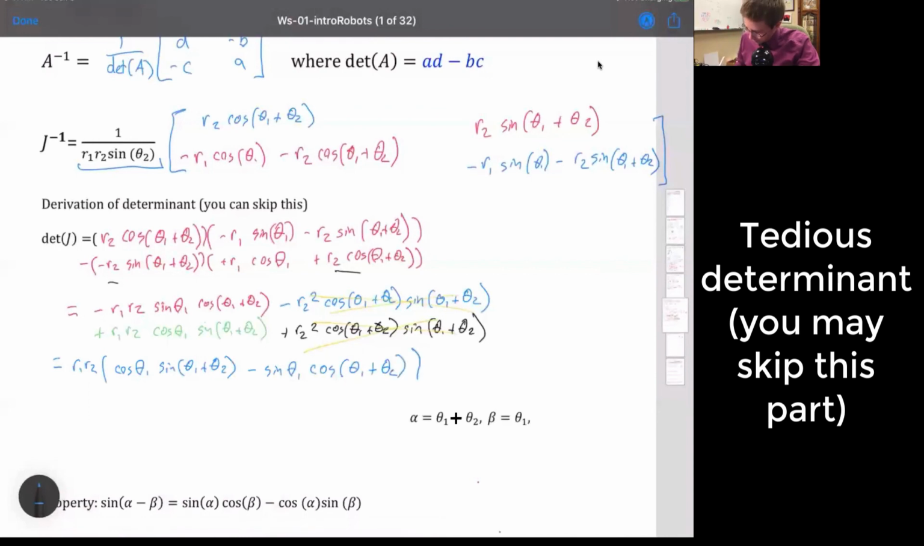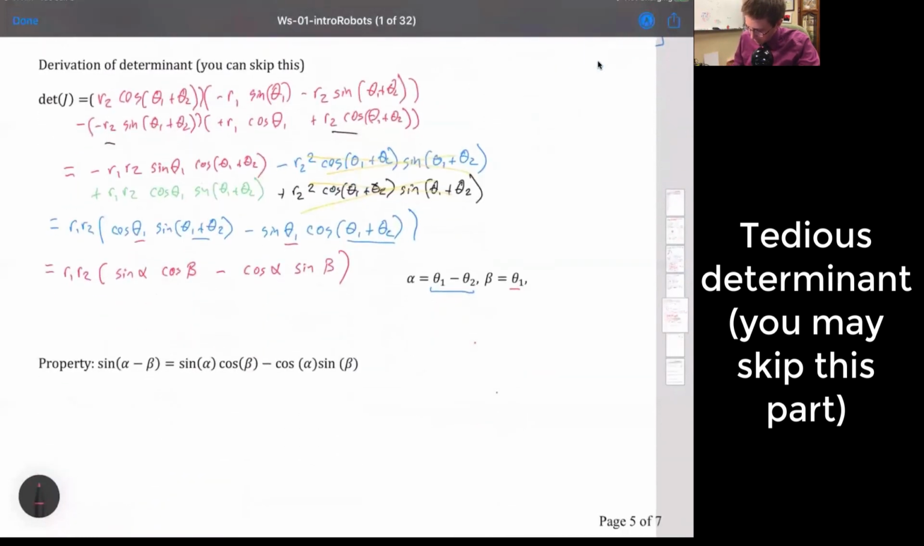It's not so great. Well, the great thing is that I can do some substitution here. And so I'm going to say that alpha is equal to theta 1 plus theta 2. And we'll say that beta is equal to theta 1. Because these are the repeated terms that I see here. And then I'm going to flip their order so alpha comes first. So this is R1 R2 times this first term, sine of alpha cosine of beta minus cosine of alpha sine of beta.